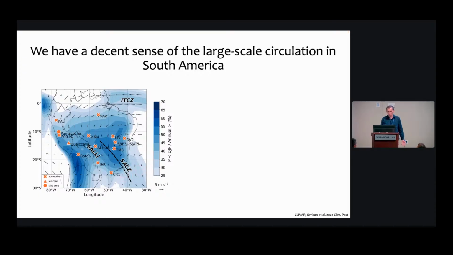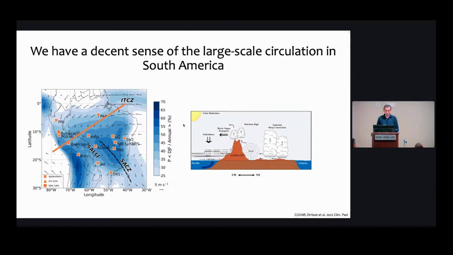And then the background color shows the relative ratio of December to February precipitation compared to the annual precipitation. As you can see here, in most regions, it's really blue. That means most rainfall happens during December to February, which is austral summer. And if you take a slice over this transect, this is how it looks.